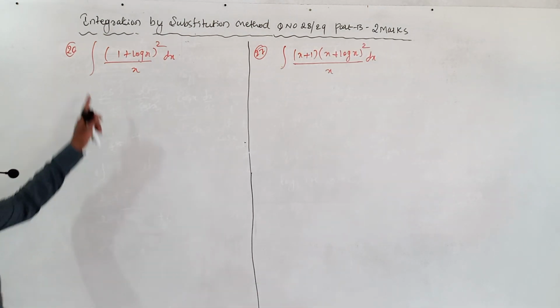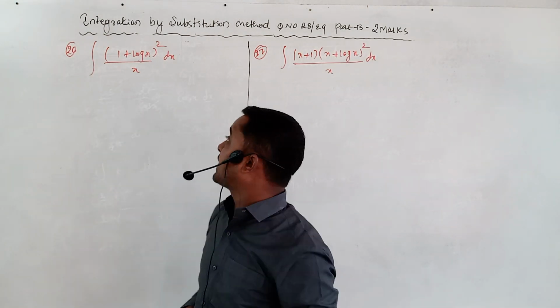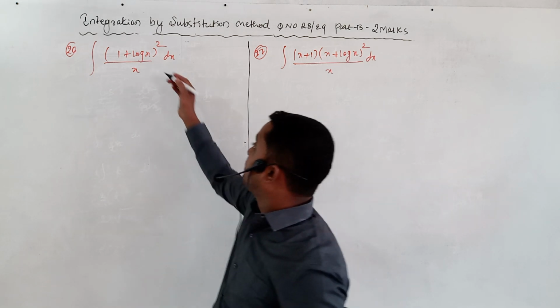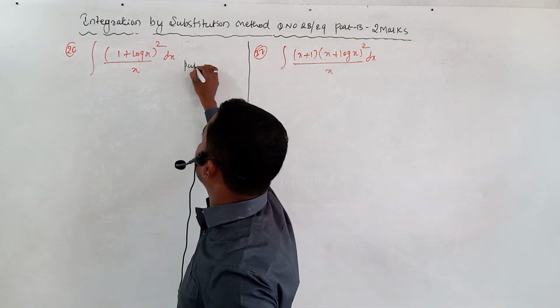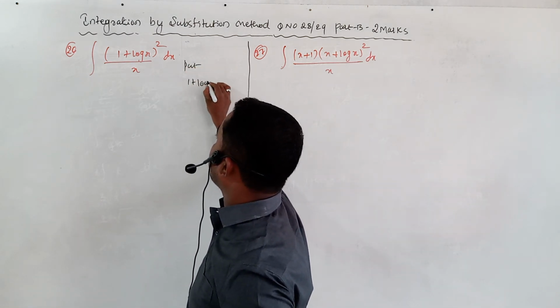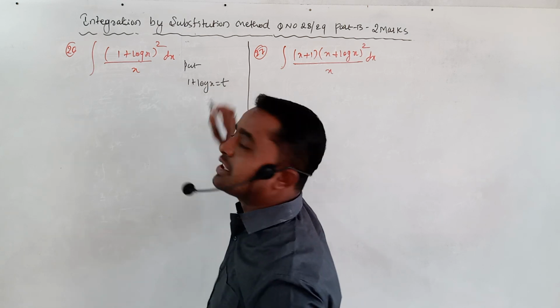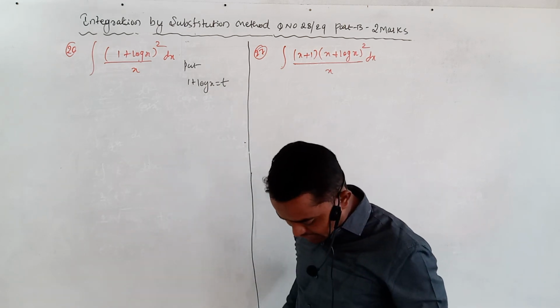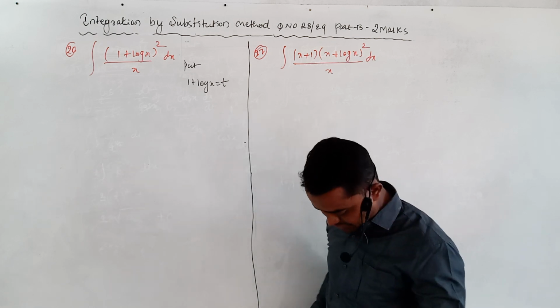Next problem. Integrate (1 plus log x) whole square divided by x dx. Put 1 plus log x is equal to t.